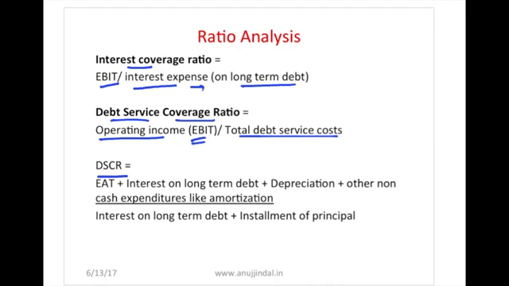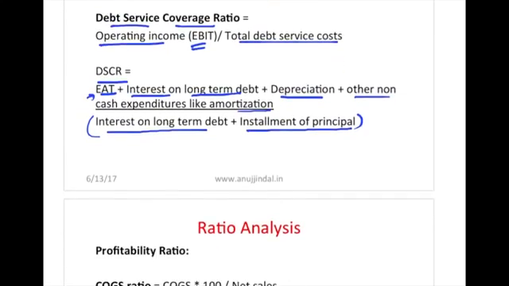EBIT. How to find out EBIT? Another method is this: earning after taxes plus interest on long-term debt. So you're adding back interest in order to arrive at EBIT, plus depreciation, plus other non-cash expenditures like amortization, and you divide it by total debt service costs, which are interest on long-term debt plus installment of principal. So these two combine together to form total debt service costs.